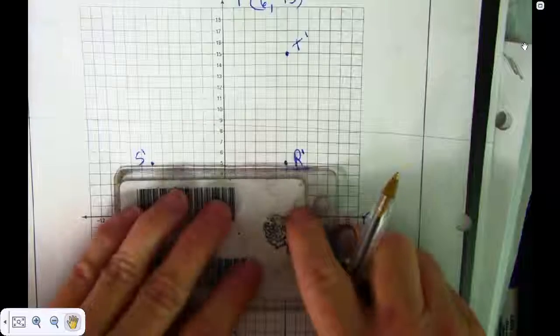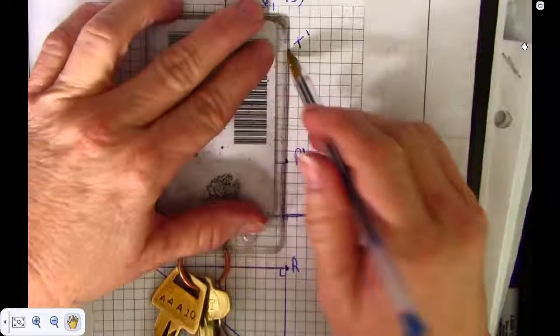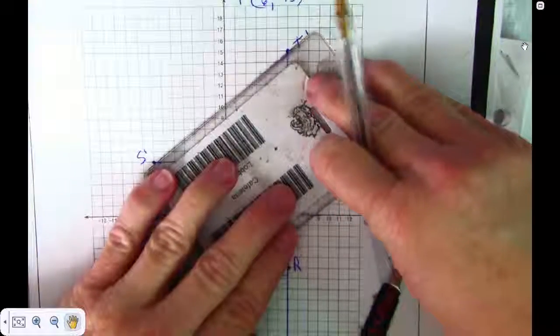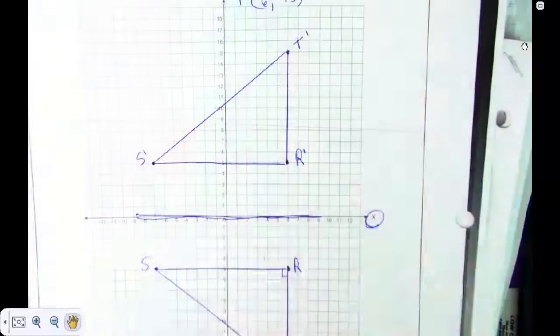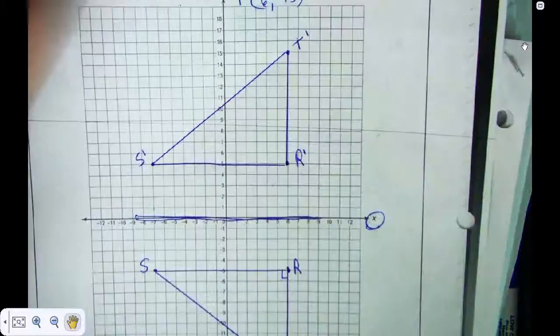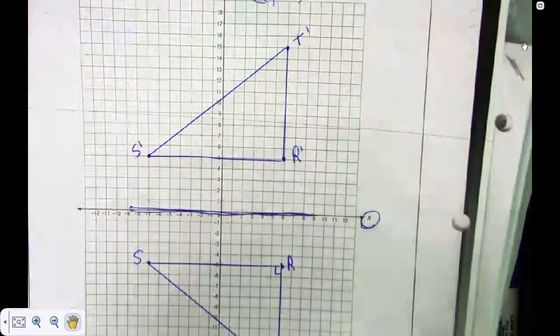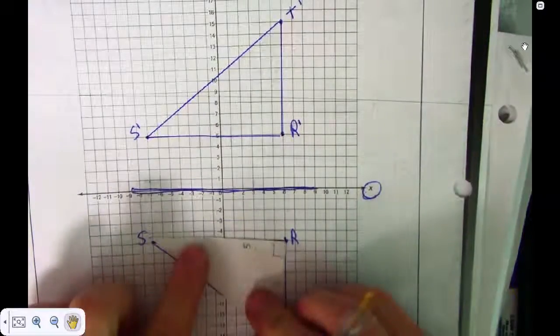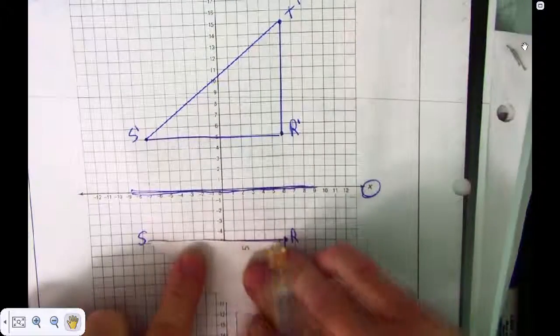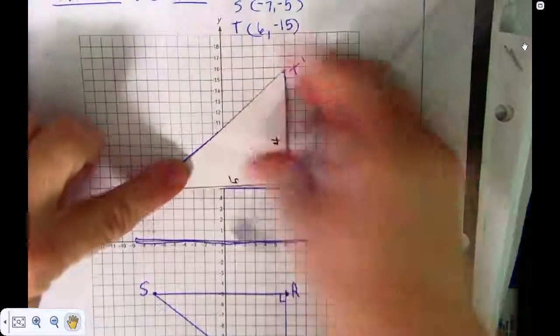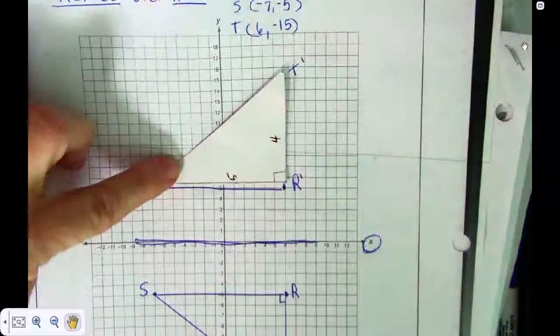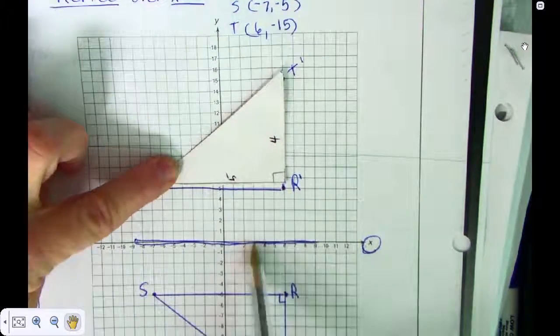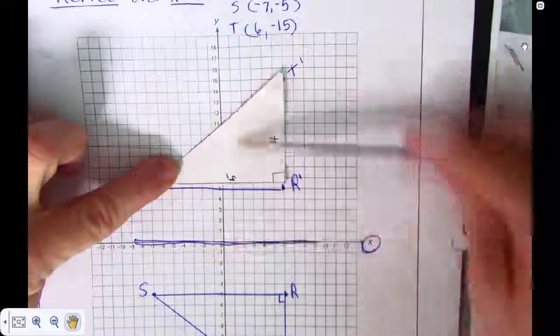Then I connect my vertices, and when I get done, I will have a what? Right triangle. Is it congruent? Yes. Same shape, same size, congruent. I'm going to take my figure, look, guys, and I'm flipping it. It flips up. Same distance.